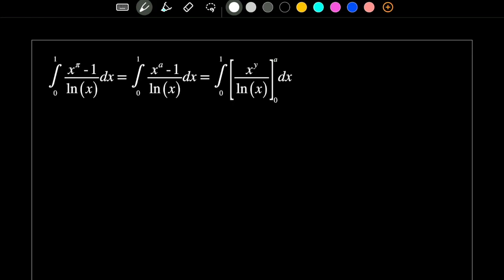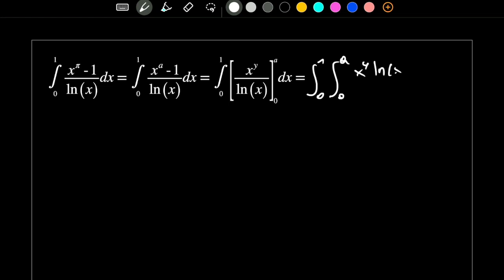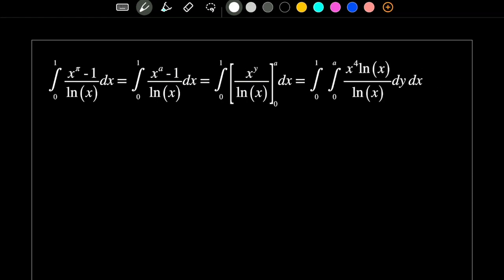Now, we're assuming this is from some kind of integral, right? An integral is an antiderivative, so we should take the derivative of this function with respect to y, right? Now, it's an exponential function, so the derivative rule for that is we're going to get a log of the base, and the base in this case is x. So we're going to get the integral from 0 to 1 of the integral from 0 to a of x to the power of y. We took the derivative, so we're going to have log of the base, which is x, divided by log of x dx, dy, because this is an integral in y, dx, right?